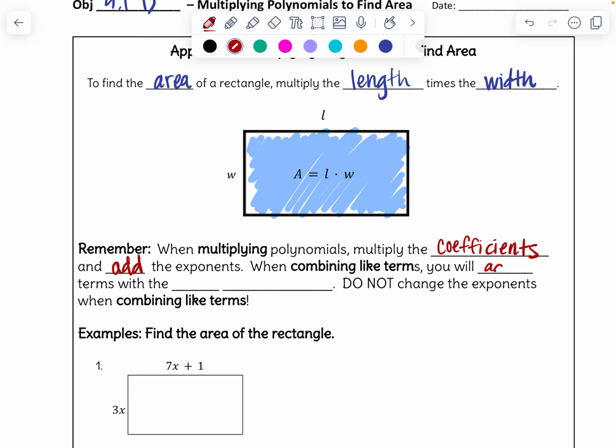You will add the terms with the same exponents. Do not change the exponents when you're combining like terms. So remember, only in the first step when you're multiplying, you're changing the exponents. After that, when you're combining like terms, do not change the exponents.